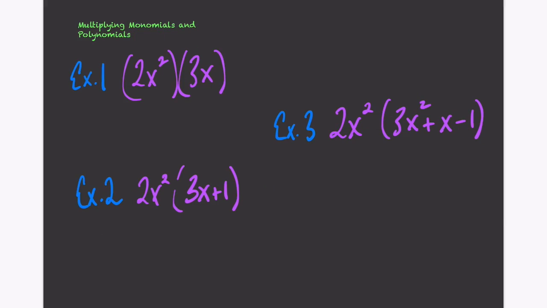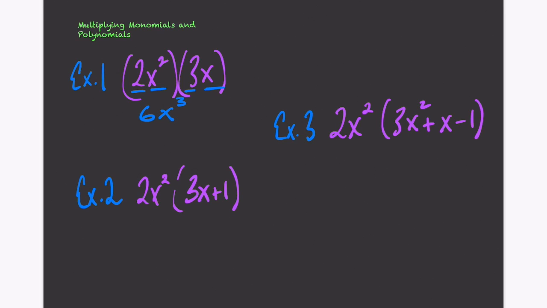Now, multiplying monomials and polynomials works the same way as multiplying any other terms. We've already covered example 1: 2x to the second power times 3x. We're just going to multiply the 2 and the 3. We have 6. And then x squared times another x is x to the third. So all we did was multiply the like terms that we had there, and that's what we covered in the last chapter.